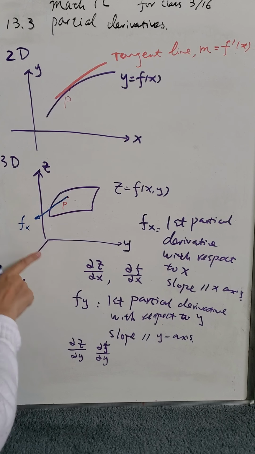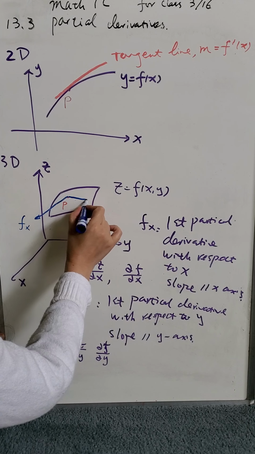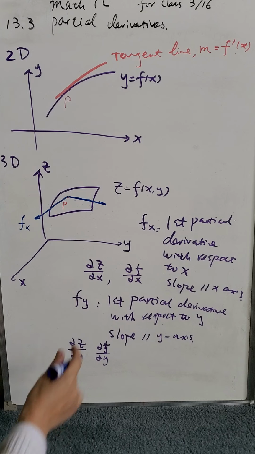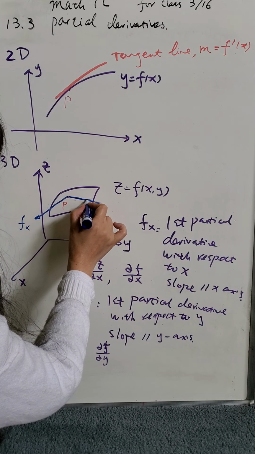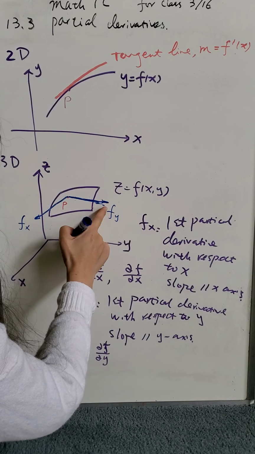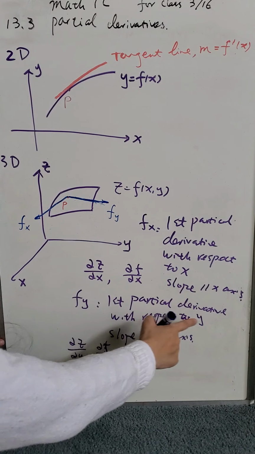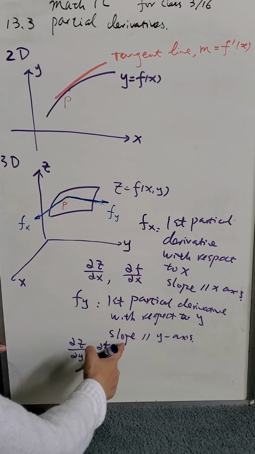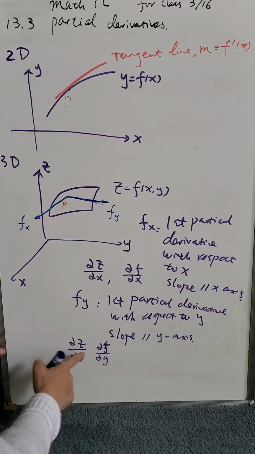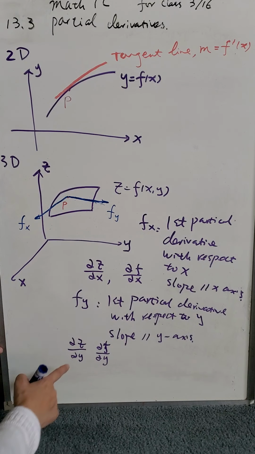And then we are also interested in y, so the slope in the y direction, parallel to it. I do my best, so not exactly parallel. Okay, so this is f sub y. And f sub y is the first partial derivative with respect to y. It's also the slope parallel to the y direction, the y-axis. And we use either notation also. So any of these three notations is okay.